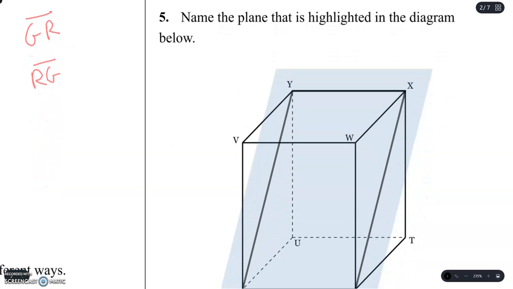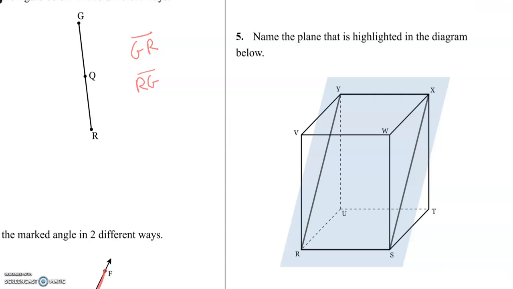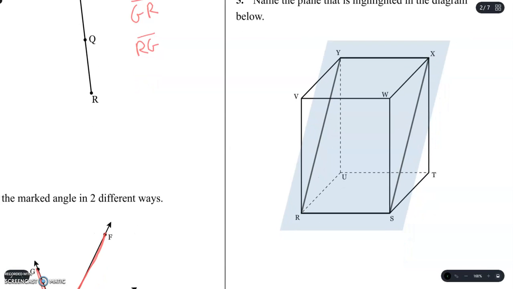All right, here it says name the plane that is highlighted. And we got the plane that's going through the middle here and splitting this in half. That's the plane they want us to name here. Now you can use 4 letters, but on Delta Math they just want you to use 3. So I can use either Y, X, R, or S, and I can use any 3 I want. So I can say plane Y, X, and S. But any combination of the 3 would work for naming the plane.